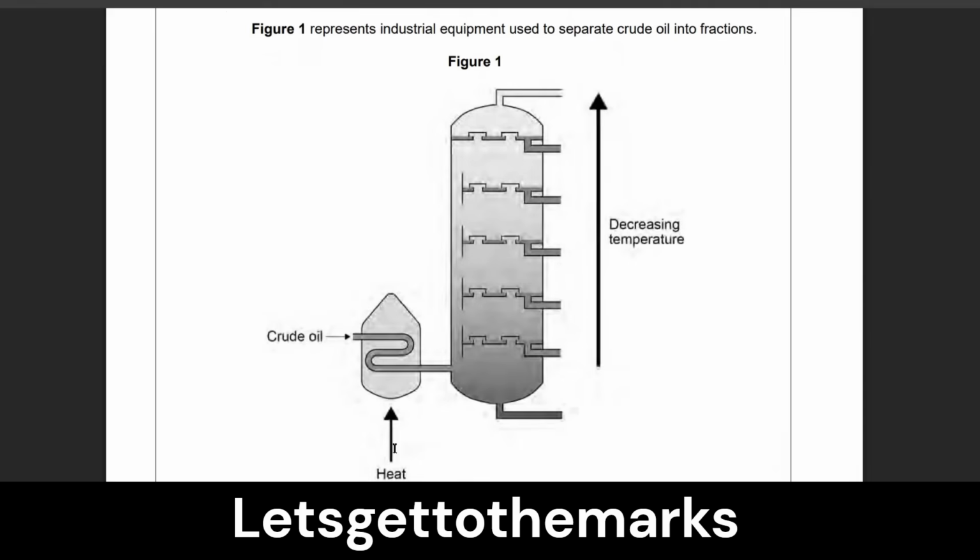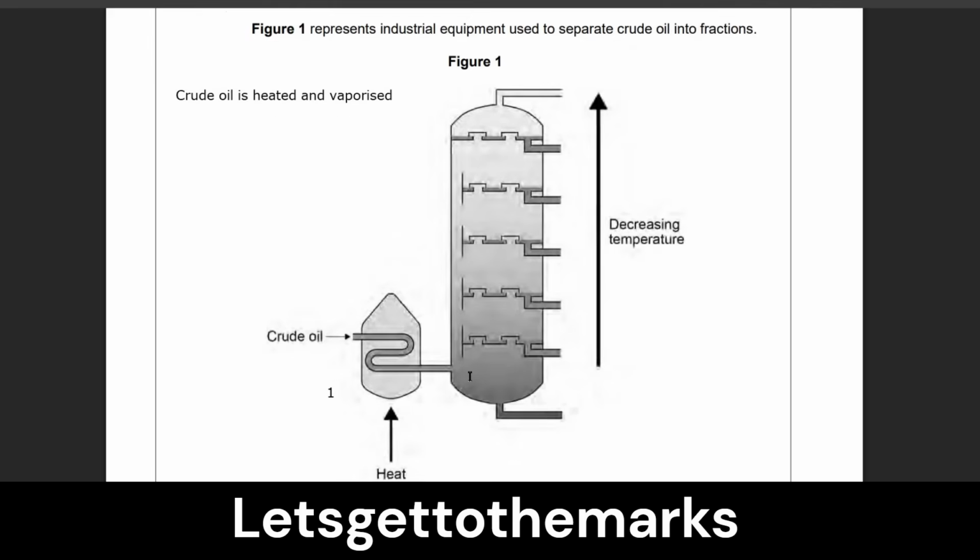The first mark is to say the crude oil is heated. Look here. This is the first step. So we're going to say, crude oil is heated, and I'm going to put this word because I love this word, vaporized. That means turned into a gas. You could say evaporated. Crude oil is heated and evaporated or vaporized. Now that's going to get me my first mark.